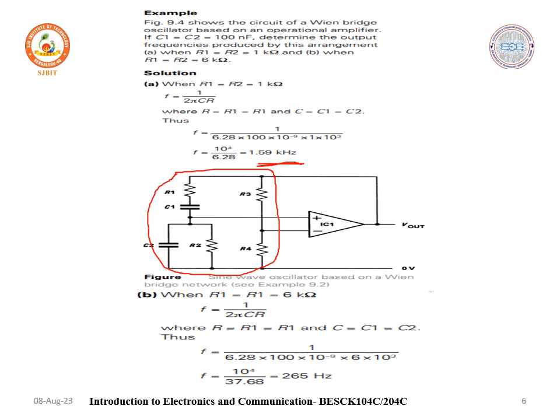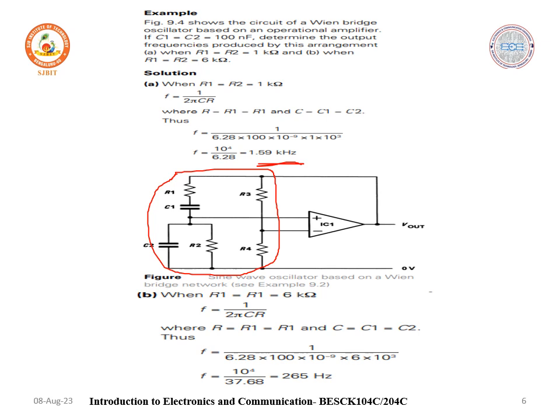In a similar way, when we vary the resistance value. In the first case, we considered R1 and R2 is equal to 1 kilo ohm. In the second one, R1 and R2 is equal to 6 kilo ohm. The formula will be the same, F is equal to 1 by 2 pi RC. Instead of 1 kilo ohm, we substitute 6 kilo ohm. So the frequency is 265 hertz.